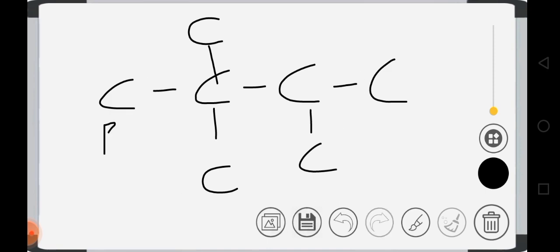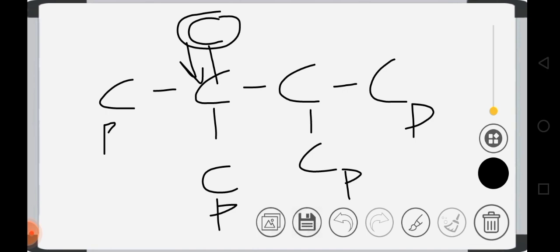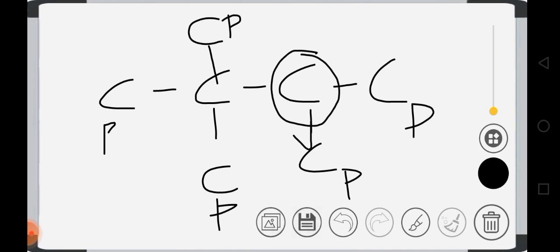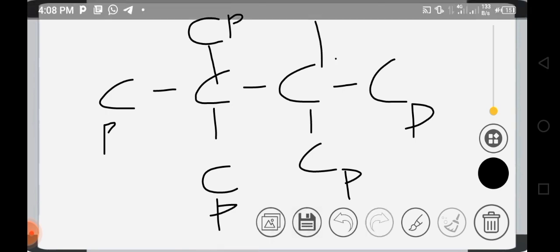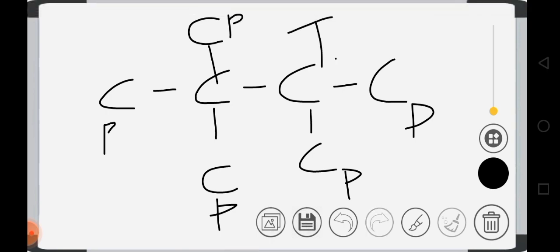This one is primary. Even this one is attached to just this carbon. It's also primary, so it's still primary carbon. Then this carbon here is attached to this, this, and this. That is, it's attached to three carbons. Remember, if something is attached to three carbons, what do we call it? Tertiary carbon.